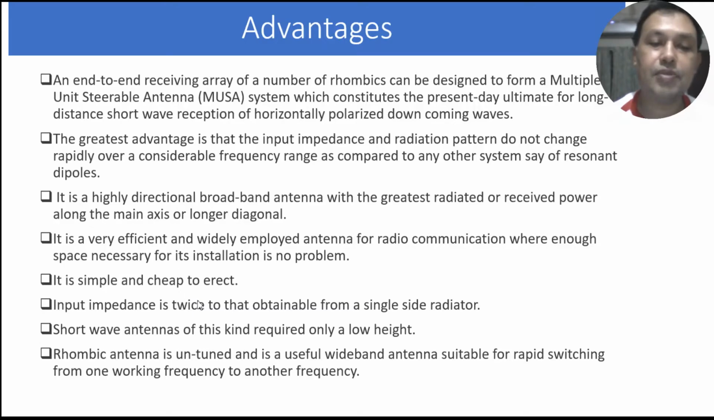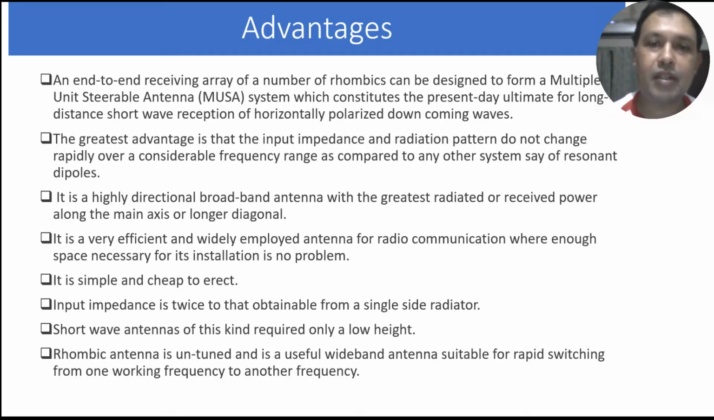It is simple and cheap to erect, and input impedance is twice that obtainable from a single side radiator. And short-wave antennas of this kind require only low height. Rhombic antenna is untuned and is useful wideband antenna suitable for rapid switching from one working frequency to another frequency. So there are several advantages of rhombic antenna.